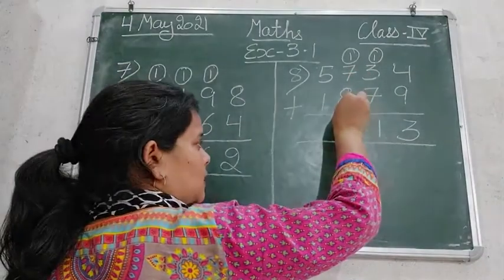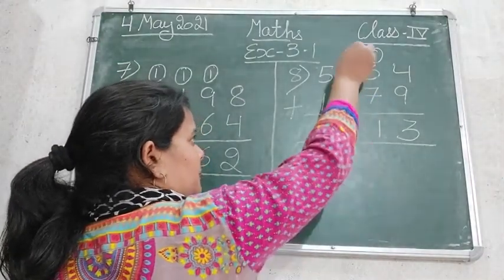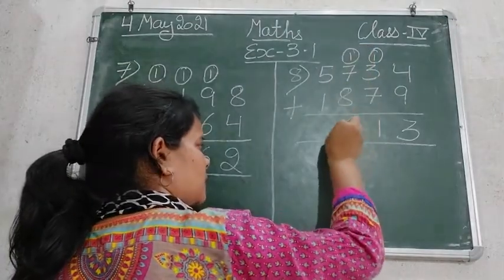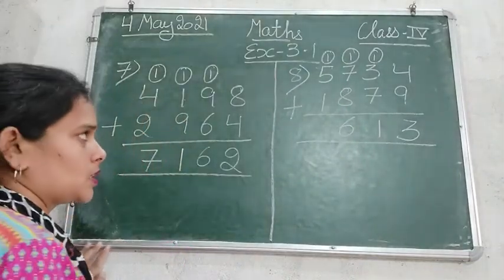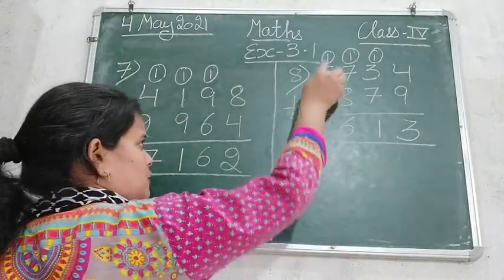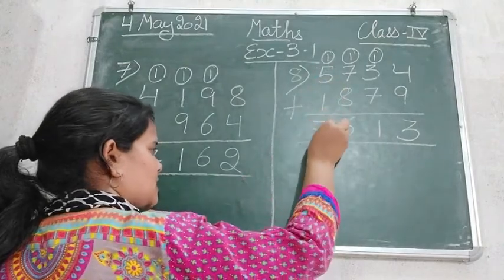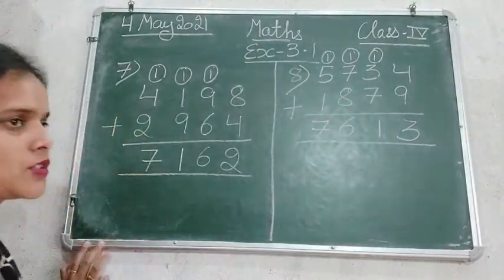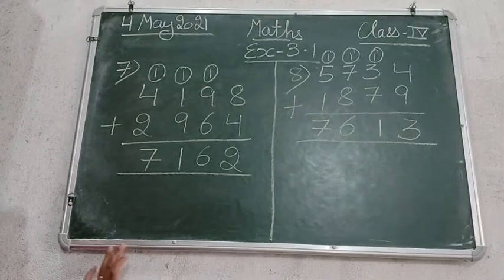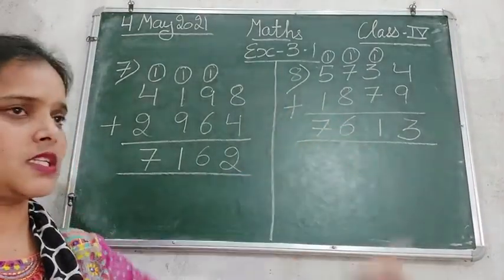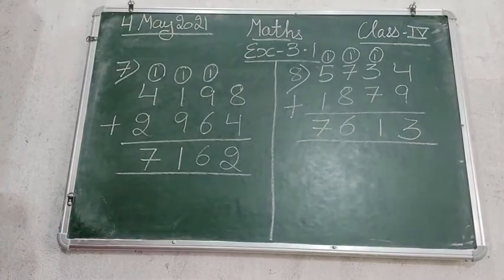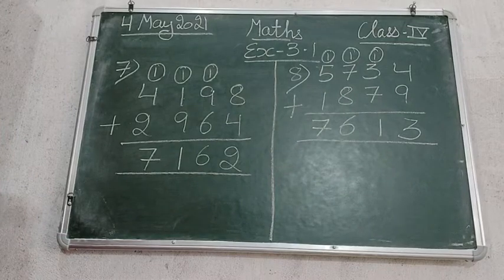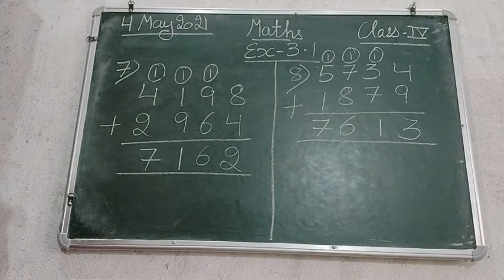7 plus 8, 15 plus 1, 16. 6 will be here, 1 we will carry here. 5 plus 1 is 6, plus 1, this is 7. So after adding 5734 with 1879 we got 7613, and this is the addition with carrying. These are the carrying sums.